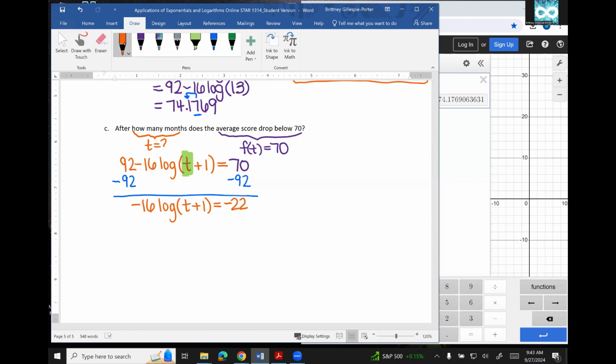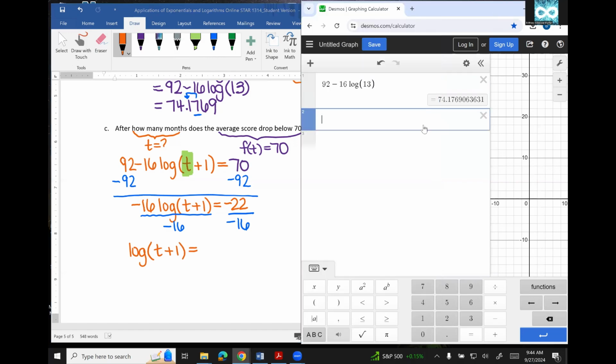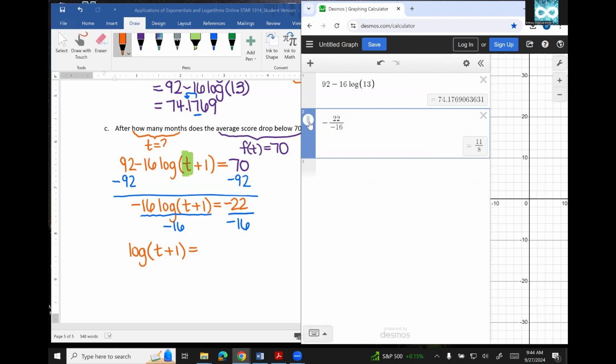We don't have the log by itself yet. We need to get rid of that 16. It's negative 16 times log, so we need to divide both sides by negative 16. And we have log of t plus 1 equal to, and when you plug this into your calculator, negative 22 divided by negative 16. Don't use the decimal. Convert back to a fraction, especially if that decimal keeps going and going and going. And notice that we get 11 over 8.